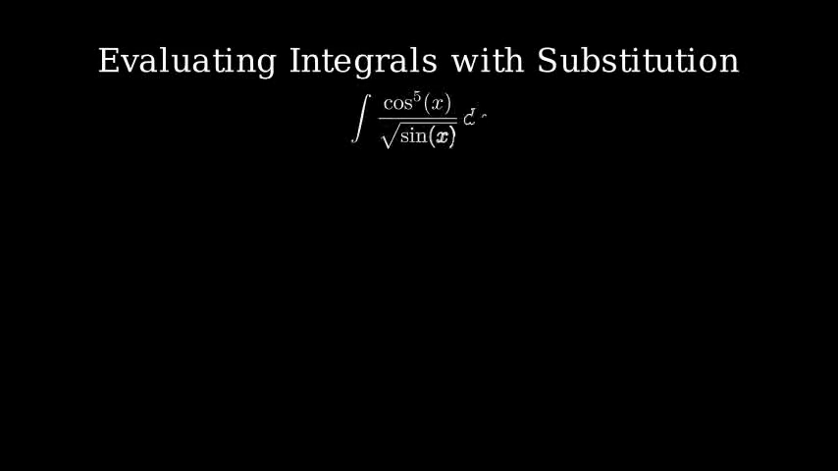To evaluate this integral, our first step is to set up an appropriate substitution. We notice we have sine and cosine terms. The trick is to set u equal to sine of x because its derivative, cosine x, also appears in the integral. Take the derivative of u with respect to x. This becomes du equal to cosine x dx.